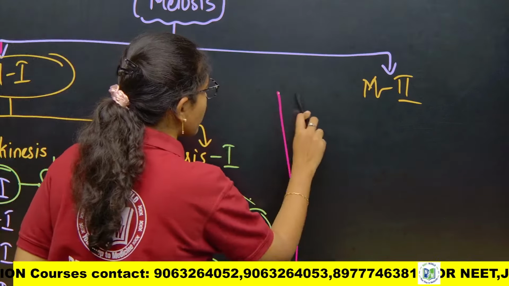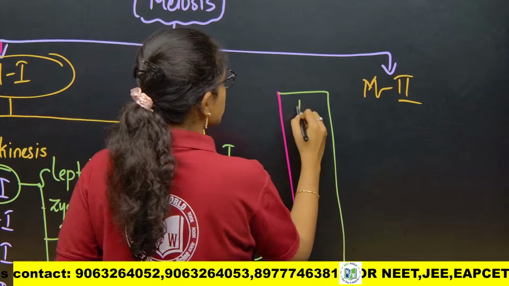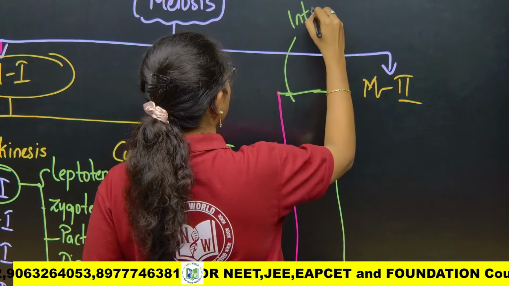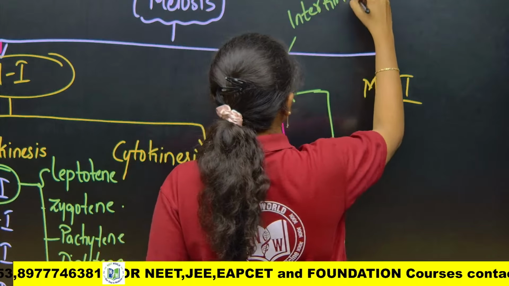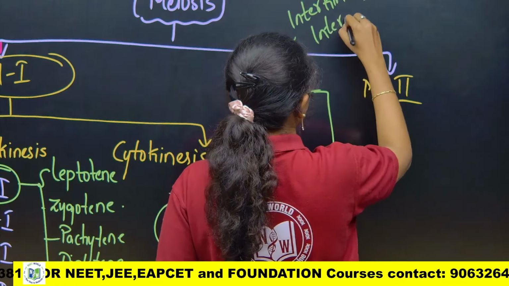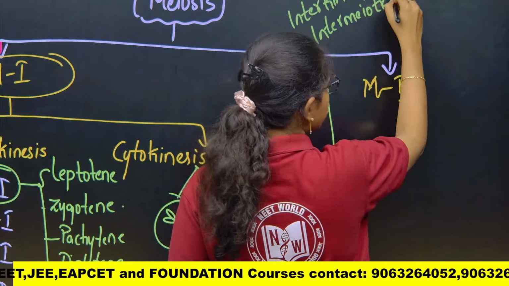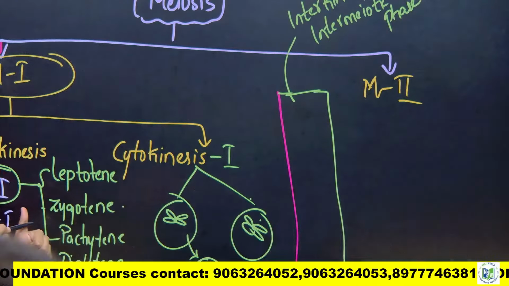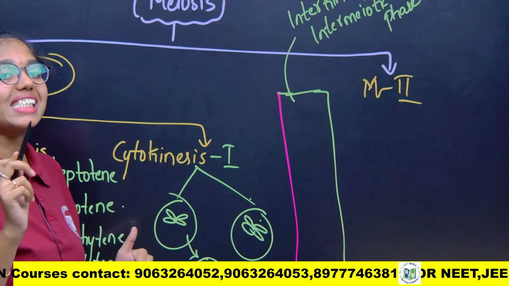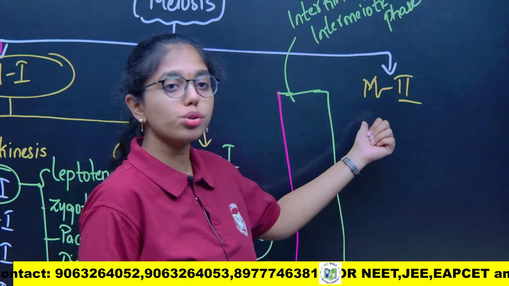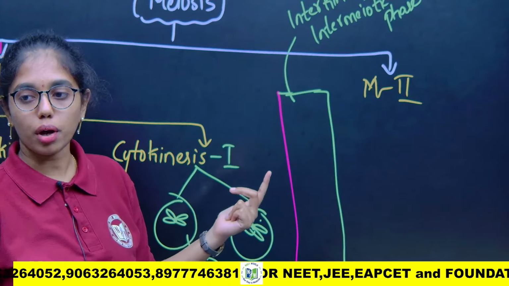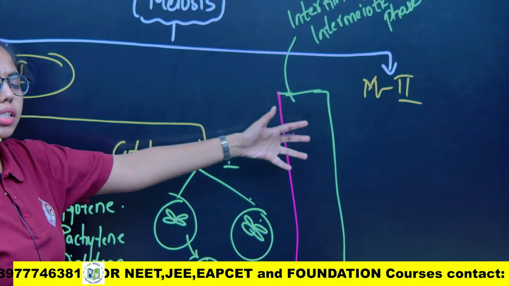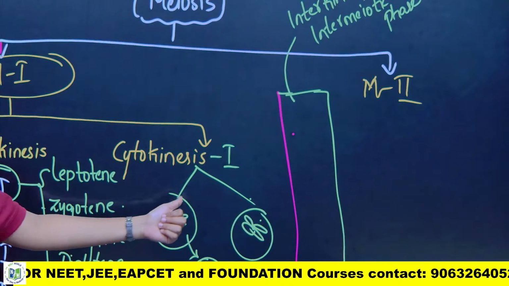After cytokinesis 1, we have interkinesis. Interkinesis, or this phase we will also call the intermeiotic phase. In the intermeiotic phase, there will not be any DNA replication, but proteins and RNA, whichever are required for meiosis 2, will be synthesized. And the third most important point is, if it is an animal cell, centriole duplication will also happen in interkinesis. Let us discuss in more detail when we finish karyokinesis 1 and cytokinesis 1.